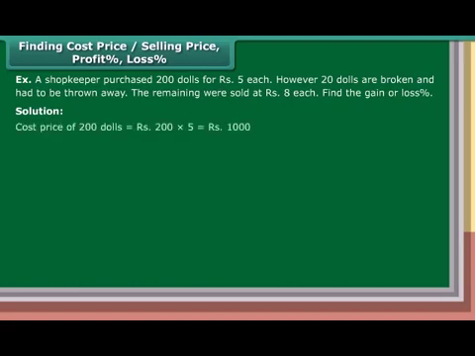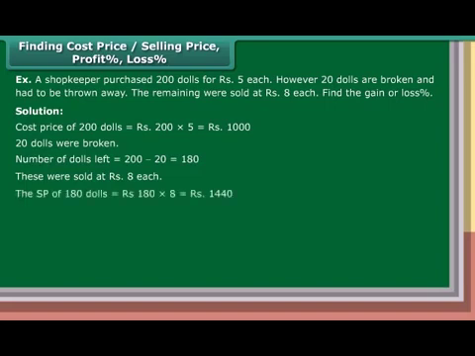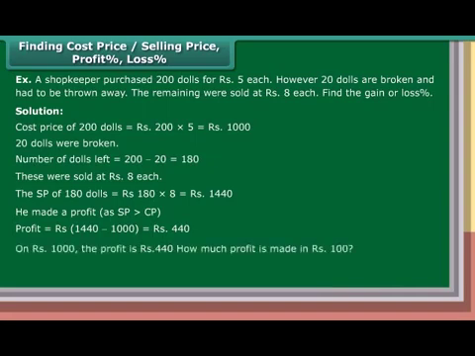Solution. Cost price of 200 dolls is equal to rupees 200 into 5, which is equal to rupees 1000. 20 dolls were broken. Number of dolls left is equal to 200 minus 20, which is 180. These were sold at rupees 8 each. The SP of 180 dolls is equal to rupees 180 into 8, which equals rupees 1440. He made a profit as SP is greater than CP. Profit is equal to rupees 1440 minus 1000, which is equal to rupees 440. On rupees 1000, the profit is rupees 440. How much profit is made in rupees 100? Profit is equal to 440 upon 1000 into 100, which is equal to 44%.